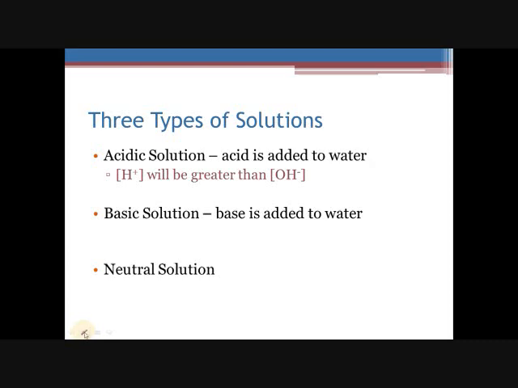So when I like to write it, I always like to say the concentration of the H plus is greater than.